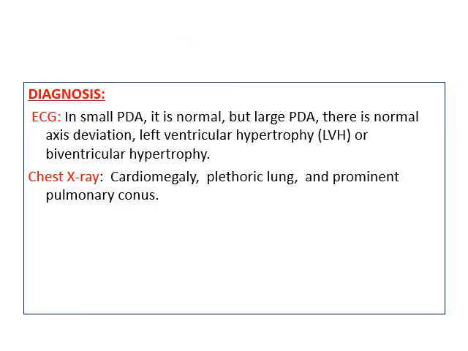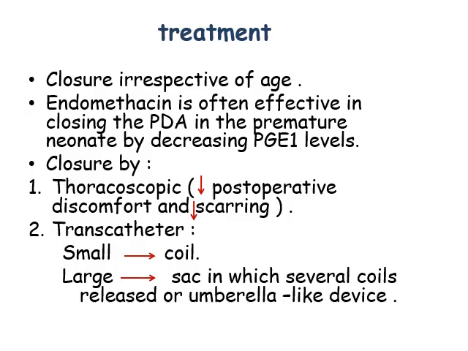Diagnosis by ECG. In small PDA, it is normal, but in large PDA, there is normal axis deviation, left ventricular hypertrophy, or biventricular hypertrophy. By chest X-ray, cardiomegaly, plethoric lung, and prominent pulmonary conus. Treatment: we must close the PDA irrespective of the age.